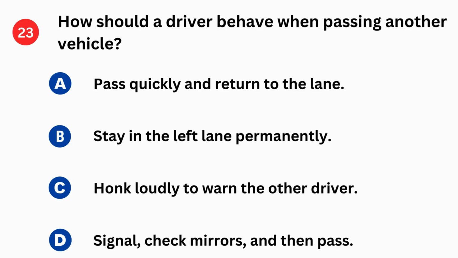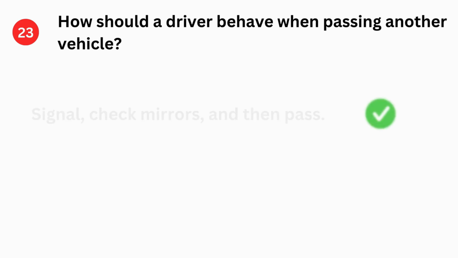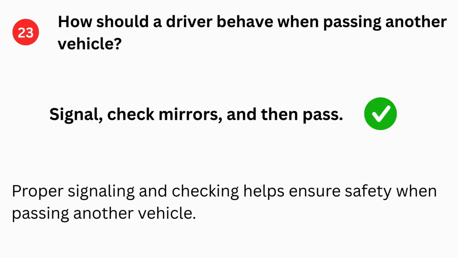How should a driver behave when passing another vehicle? The options are: A. Pass quickly and return to the lane. B. Stay in the left lane permanently. C. Honk loudly to warn the other driver. D. Signal, check mirrors, and then pass. Signal, check mirrors, and then pass. Explanation. Proper signaling and checking helps ensure safety when passing another vehicle.